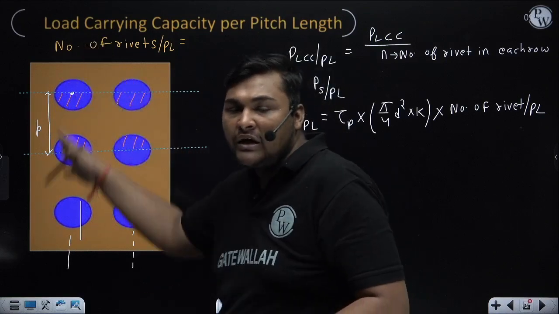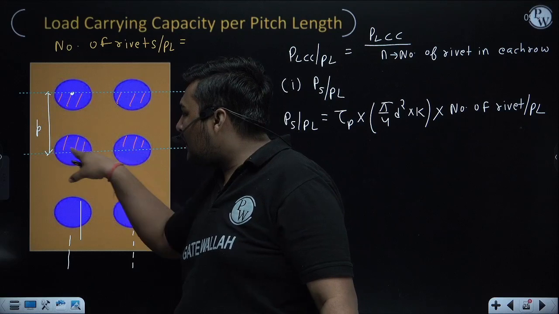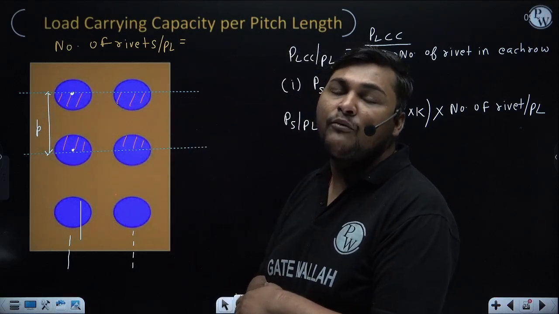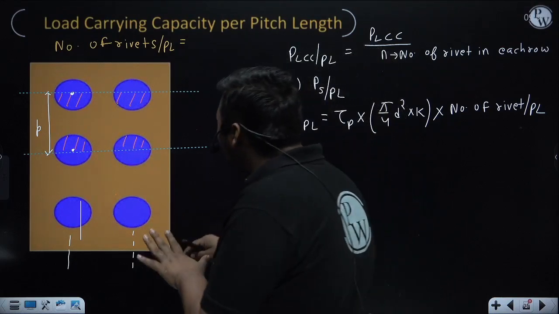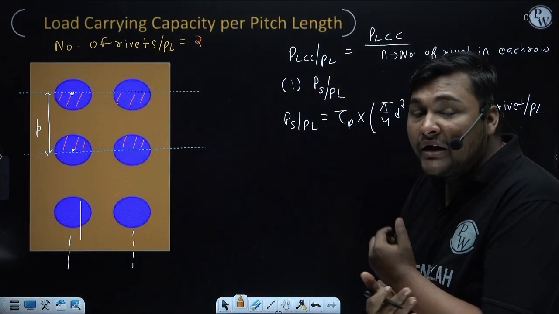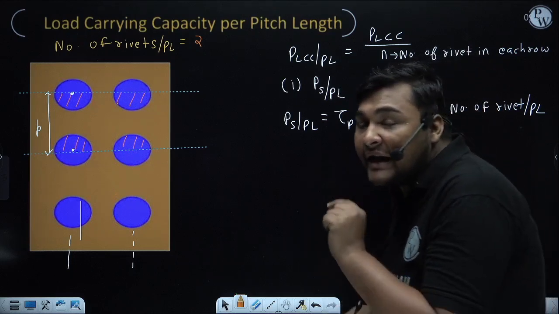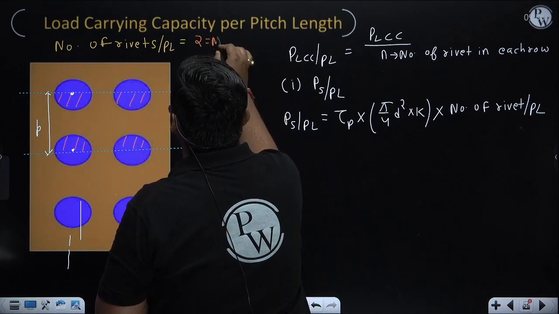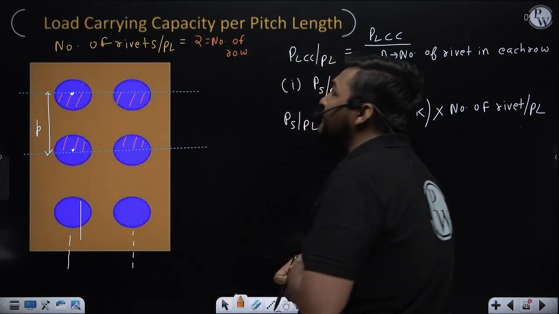I am not taking the total rivets, I am counting the number of rivets per pitch length. In this row, per pitch length, one rivet is coming, and in this row again one rivet. So for this diagram, the number of rivets per pitch length is 2, but for a different diagram it can differ. But here you can see an important result: if the number of rivets in each row is the same, then the number of rivets per pitch length will be equal to the number of rows. Like it is double row, so it comes 2.